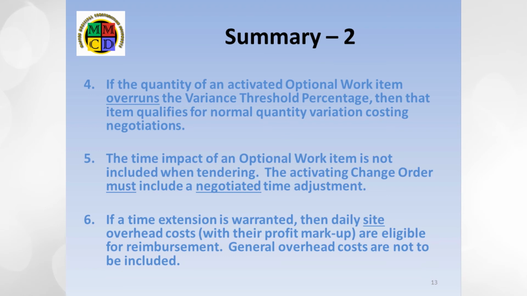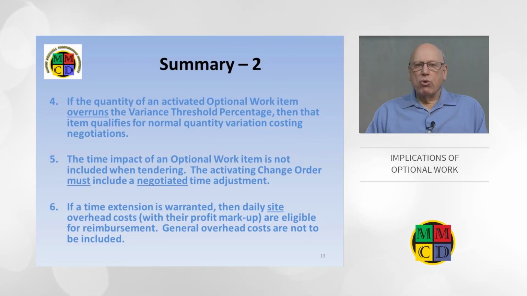So when optional work is authorized, the change order must include an appropriate time extension. It is required that this extension be negotiated. 6. If a time extension is warranted, then the provable daily site overhead costs with a 10% profit markup are eligible for reimbursement and should be so noted on the change order. Only site-specific overhead costs, which are incurred by each day's delay, should be considered, not general overhead or non-related costs.